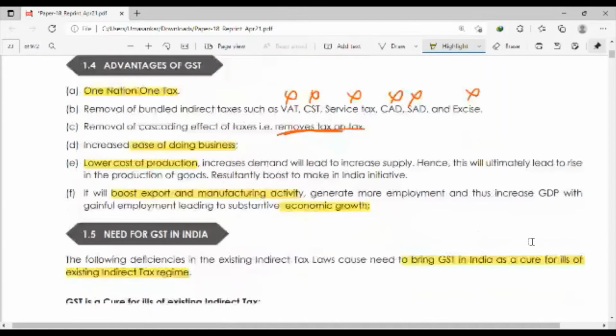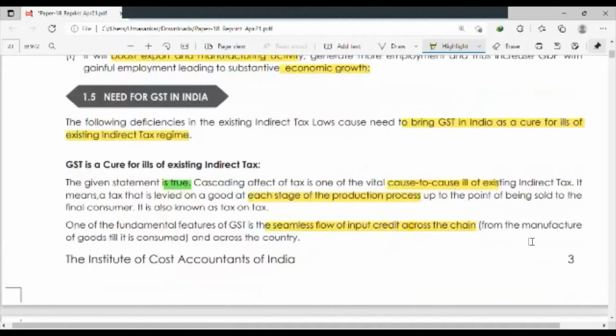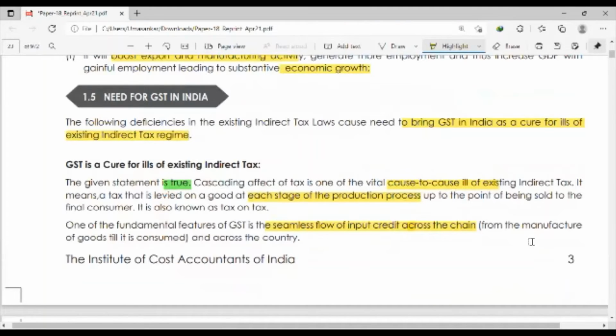Okay. Now, why do we need GST in India? To cure the illness of the existing indirect tax regime. Yes, it is true. Why? Because at each stage of the production process, up to the point of being sold to the final consumer, there is also tax on tax on tax. I will give an example below. Okay, don't worry. One of the fundamental features of GST is that it is a seamless flow of input tax credit across the chain. This is also one more advantage.